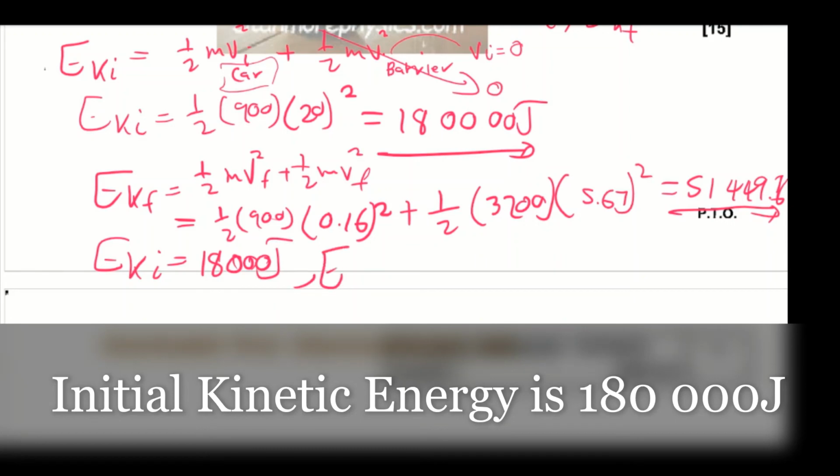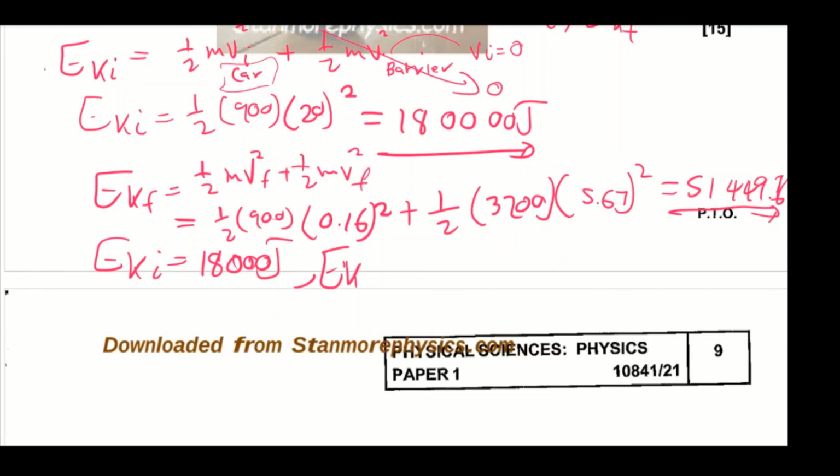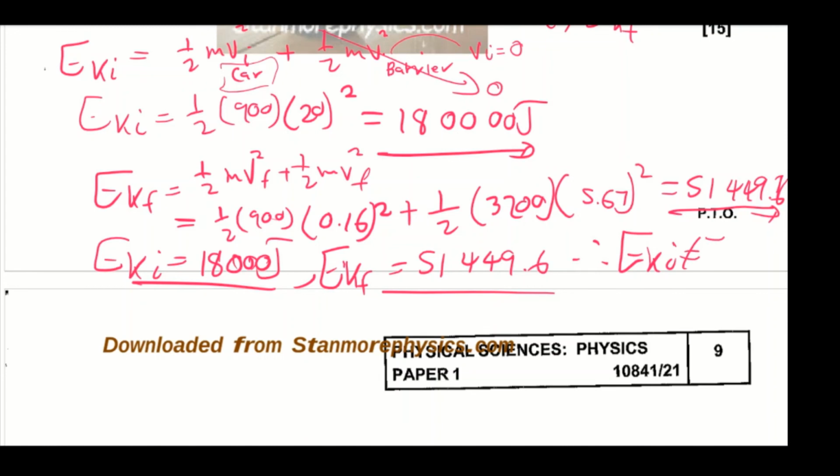So the EK initial equals 180000, and the EK final equals 51,449.76. So the initial kinetic energy is not the same as the final kinetic energy, and therefore we can conclude that EK initial is not equal to EK final. This now means that the system is in an inelastic collision.